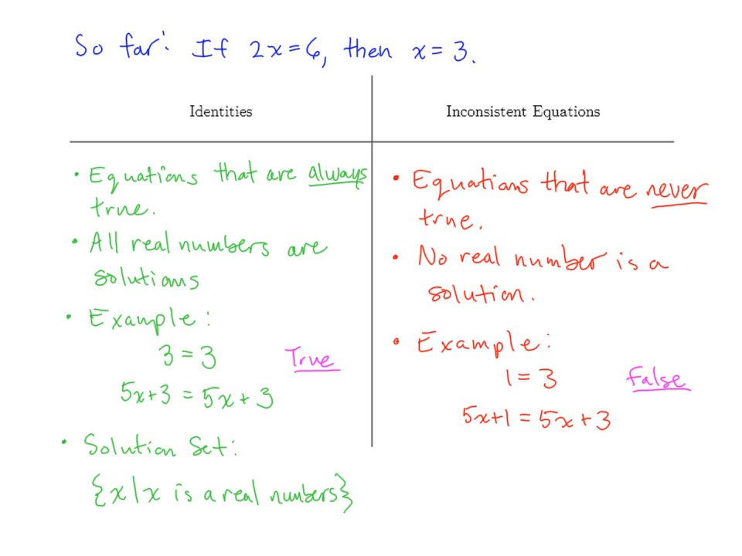And then with an inconsistent equation, our solution set, this one's an interesting one. So we said that no real number is a solution. So that solution set is the empty set, and that's written as a circle with a slash through it.